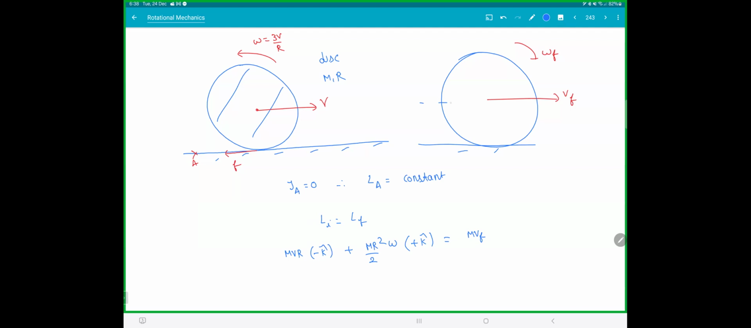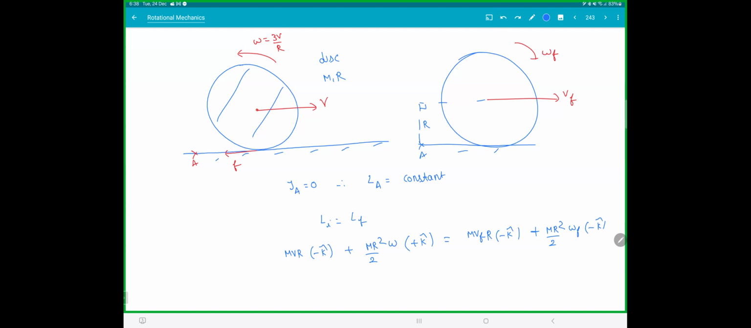So extend the vector A. This is the perpendicular distance. m v final r minus k cap, plus mr square by 2 omega final minus k cap. So if you have taken this minus, you'll be gone. You can't add them directly. Be careful with the signs. The omega and v, the rotational and the translational angular momentum, are subtracting initially.